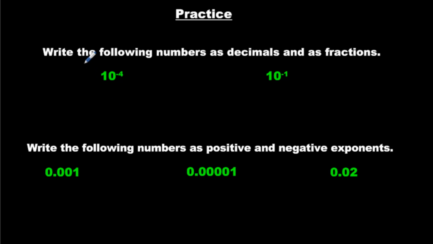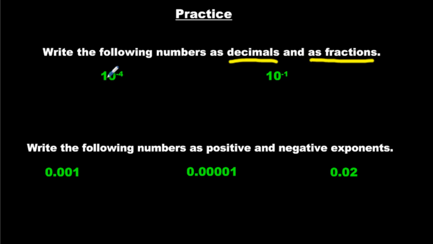2 more questions. Write the following numbers as decimals first, and then as a fraction. Go ahead and do that. Assuming you did that, we have 10 to the negative 4. Convert it to a decimal. Now, how do we do that? How do we take this and convert it to a decimal?